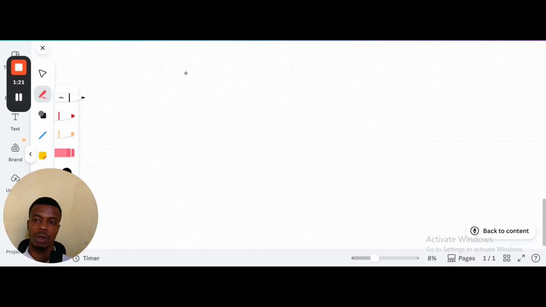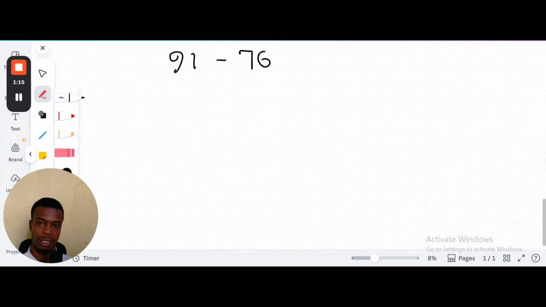Now let's do a bit of practice with this number, 91 minus 76. How do you do this? Well, once again, you write 91. Remember, you're not going to write 90 minus 1 because 90 minus 1 is not 91. Now here you're going to break this down into minus 70 and minus 6 because minus 70 and minus 6 is the same thing as minus 76.